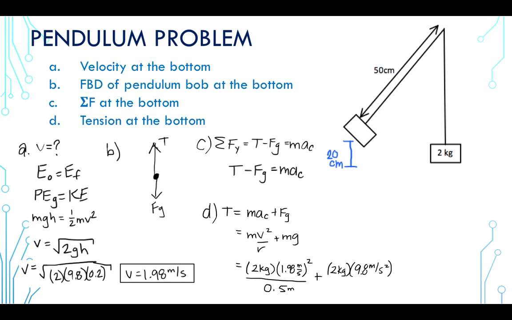Plug in our givens. 2 kilograms for the mass. Velocity was what we found in part A, 1.98 meters per second. And our radius is 0.5 meters. And gravity is 9.8 meters per second squared. When you plug all that into your calculator, double check that you get 35.3 newtons.